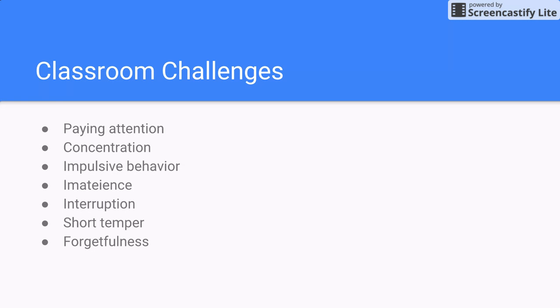Some classroom challenges that we see go along with ADD are difficulty paying attention, as I mentioned earlier, concentration, impulsive behavior, which I didn't mention. However, that kind of goes along with being impatient and interrupting in class. We also might see students get easily frustrated and have a short temper with different assignments. If they don't understand it, they're having trouble concentrating, then they can become frustrated and irritated. They also might be slightly forgetful when it comes to managing assignments and time.